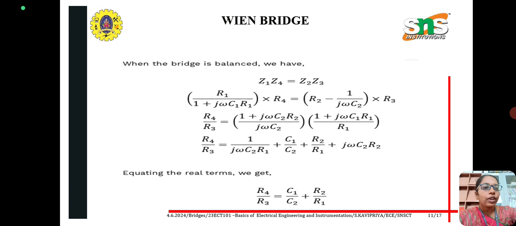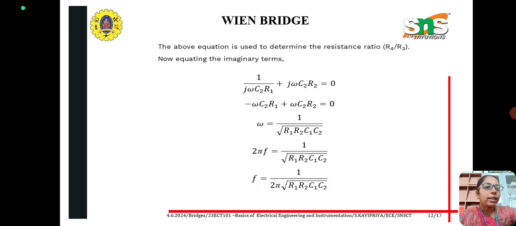We know the balance condition is Z1 Z4 should be equal to Z2 Z3. We substitute the values in the balance condition, and after simplifying, we equate the real terms. We get R4 by R3 equal to C1 by C2 plus R2 by R1. And by equating the imaginary terms, we get 1 by j omega C2 R1 plus j omega C2 R2 equal to 0.